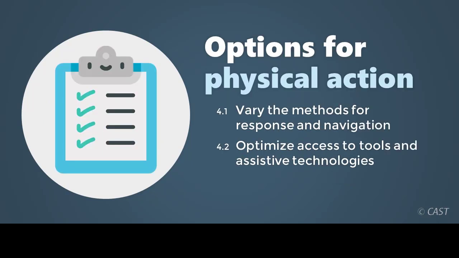Pull out that clipboard because we're going to create a little checklist on how to provide options for physical action. And the two strategies listed here are to vary the methods for response and navigation, and to optimize access to tools and assistive technologies. All right, that first one I'll acknowledge tends to be more on the programmer side, but the second one is more something that we can do.